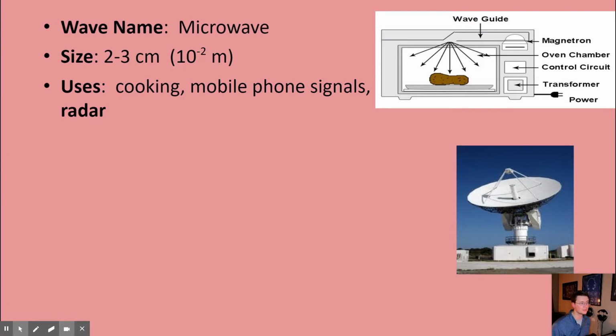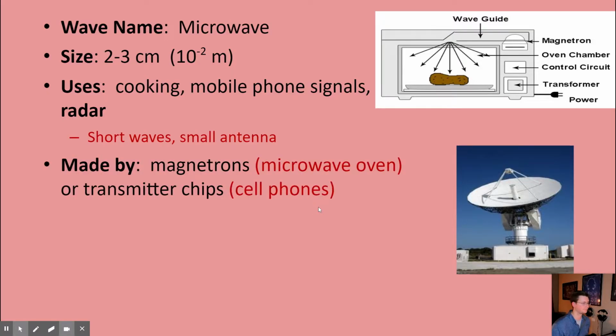Real common uses: cooking, mobile phone signals, right? Mobile phones will use a combo of some radio waves or signals for communication as well. So that's one of the uses. And then radar. We'll sometimes use those as well. Shortwave antennas, small antennas, things like that. They are made by magnetrons, the actual tool that microwaves have, which you can see in the diagram in the upper right, in which it generates these, and then transmitters too, like cell phones, all those things.